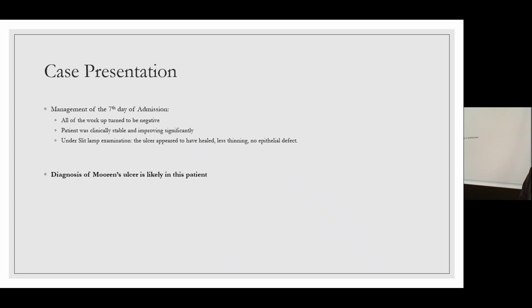And of course, on the last day, under slit lamp examination, the ulcer appeared to have healed, and there was less thinning, and the most important thing, that there was no epithelial defect. It has healed. So, since all the systemic diseases were excluded, this is most likely a Mooren's ulcer.